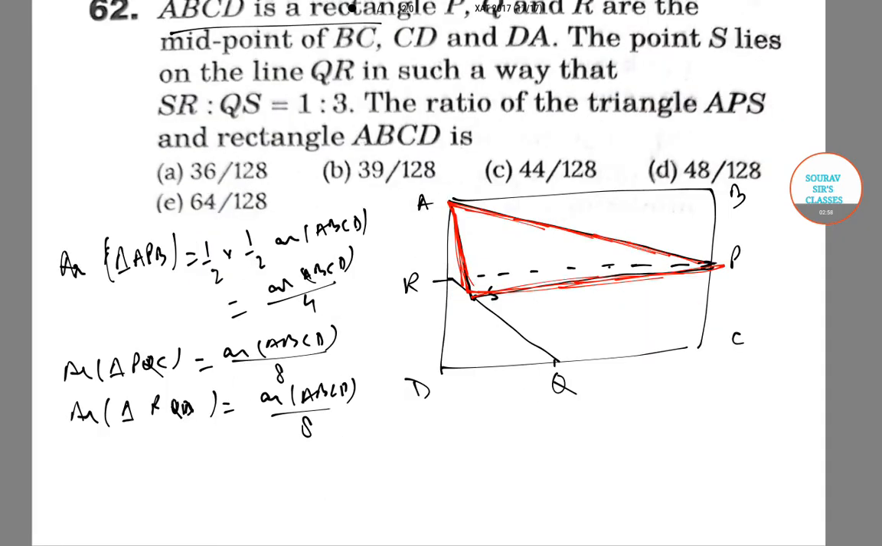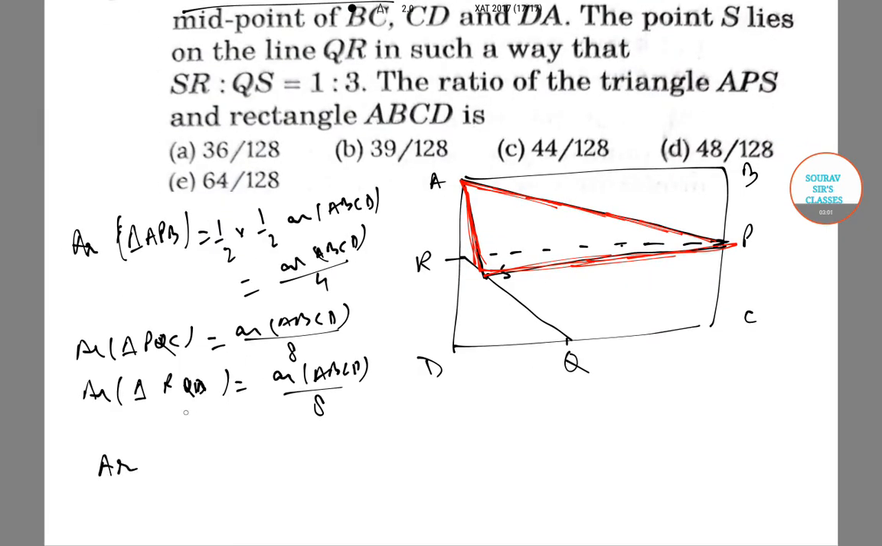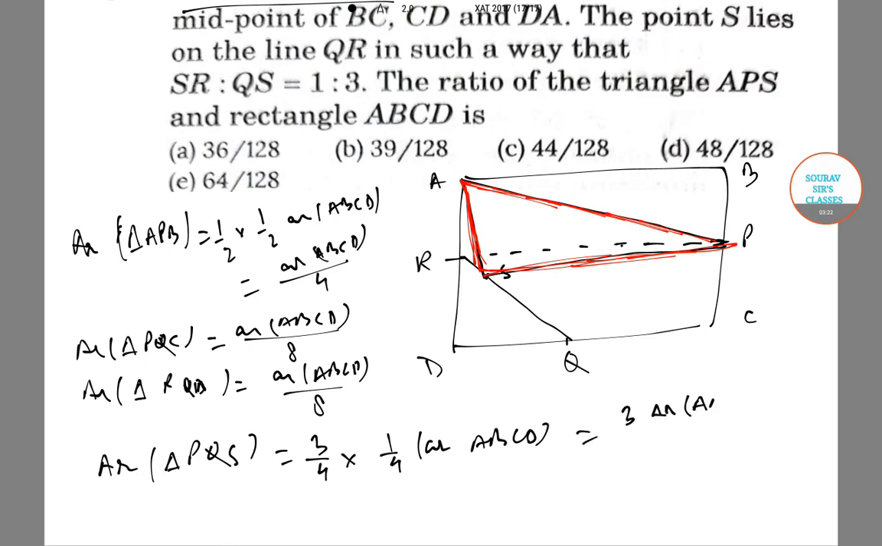So, area of triangle PQS is equal to 3/4 into 1/4 area ABCD, which is equal to 3 into area ABCD by 16, since SR is to QS is equal to 1:3.